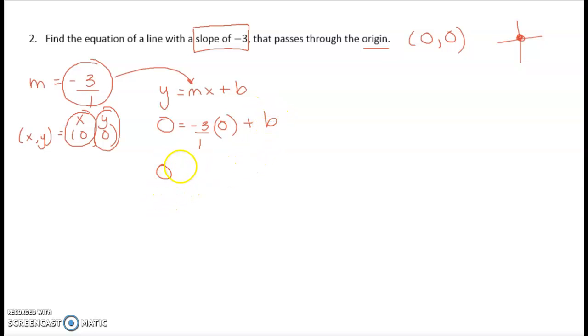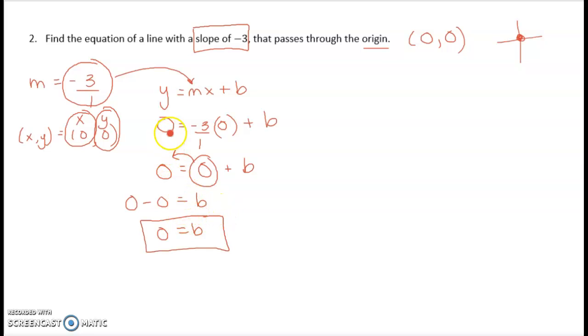Okay, so 0 equals, well, -3 over 1 times 0 is 0, plus b. And then we want to move this 0 over to this side to solve for b. 0 minus 0 equals b. So b equals 0. Okay, so that's our y-intercept.